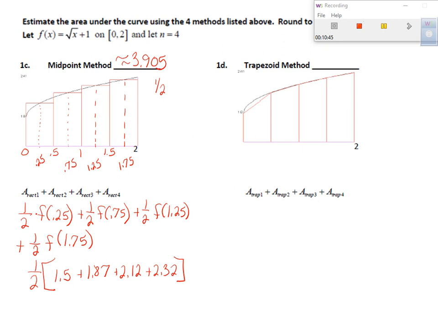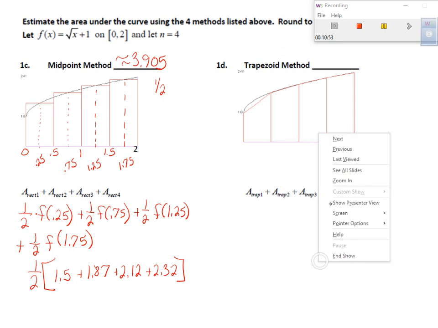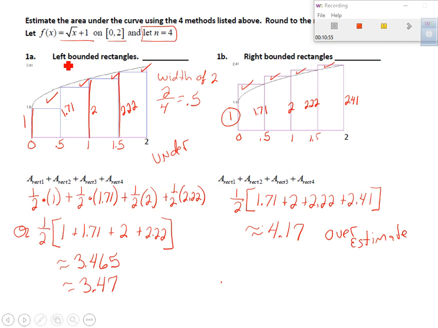So guys, I've showed you 3 of 4 methods so far. There is my left bound on my first slide. There's our left bound. There's our right bound.